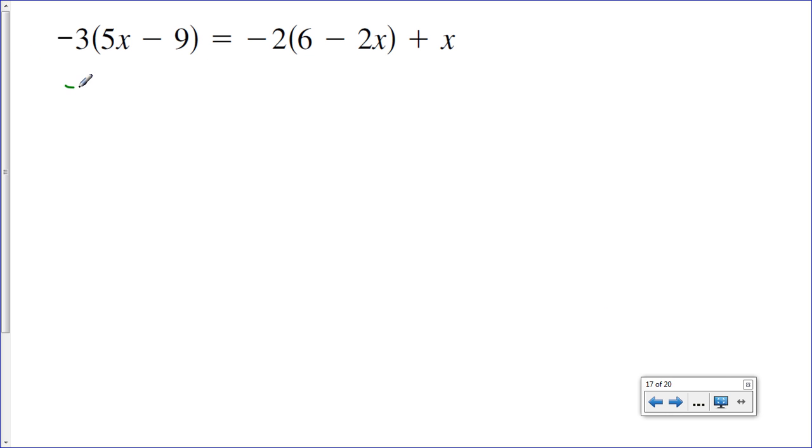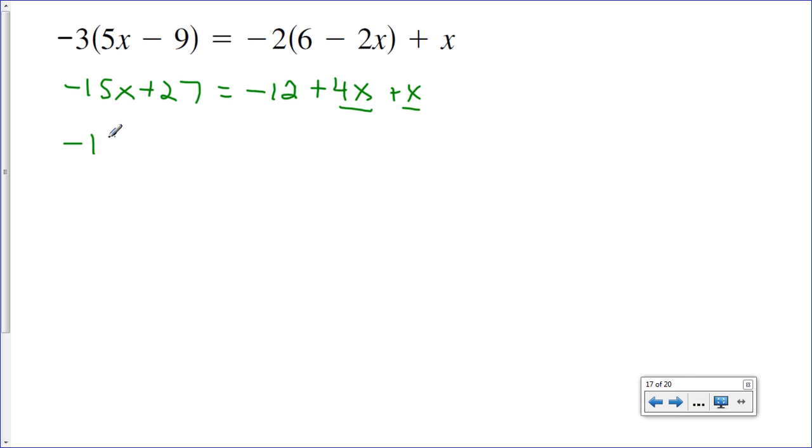Distributive property gives us negative 15x plus 27 equals negative 12 plus 4x, and I have this plus x tagging on the end there. Now the only difference between this equation and the one in the previous example is that here I still have some like terms on the right side of the equation that I can combine.